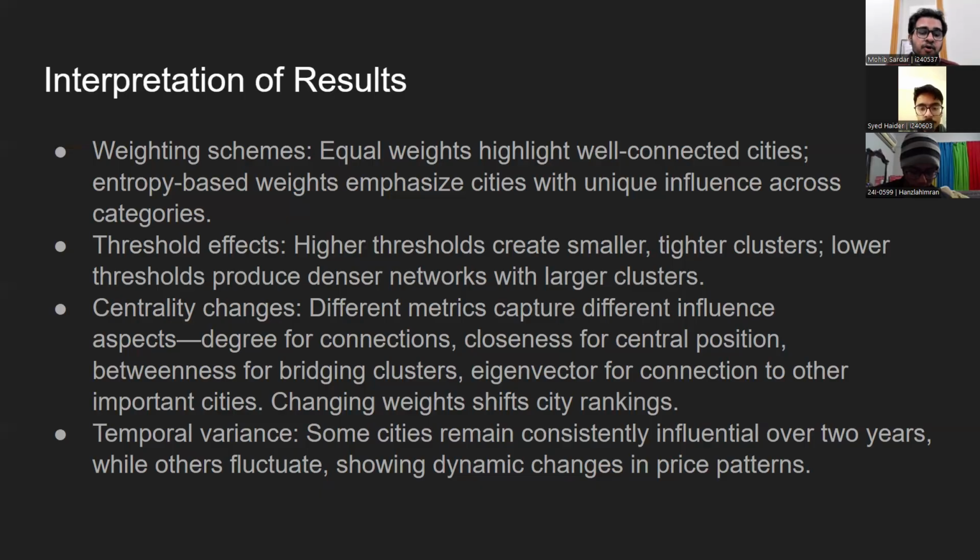Then we also have the temporal variance. Some cities remain consistently influential over the 2 years, for example, Islamabad and Rawalpindi. And Islamabad should be common because it is the capital city of Pakistan, implying that it has great economic significance to the country. Whilst others fluctuate, some cities do fluctuate over time. This shows the dynamic change in the price patterns that we have when it comes to economic trends.